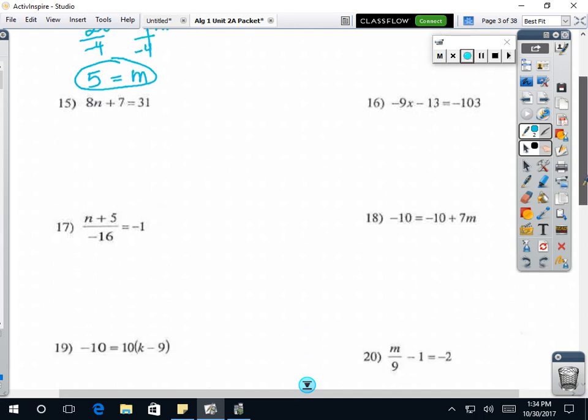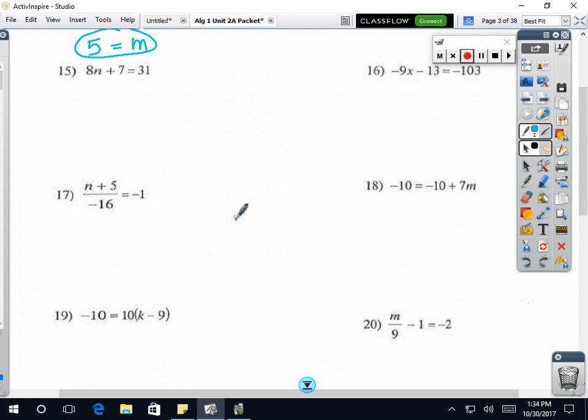All right, number 15. 8n plus 7 equals 31. What do I need to do first? Yep. And so now 8n equals 24. Now what do I do to solve for n? Divide by 8, so n equals 3. Okay, then I plug in 3 for the n to check it. It's sitting beside the 8, so you multiply it and you get a 24. 8 times 3 is 24, and 24 plus 7 equals 31. So we did it right.